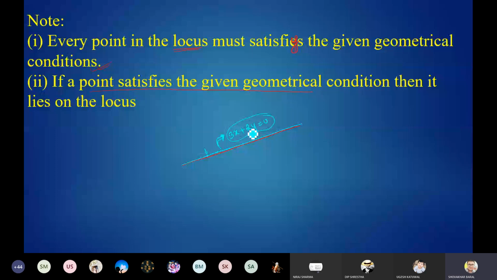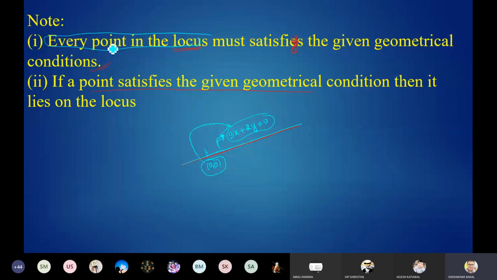So let me check one point, whether this point lies on this equation or not. Let us check whether 0, 0 lies on this line or not. There are infinite number of points. We don't know what the different coordinates are, whether they may be fractions, negative, positive, any coordinates. So if this point lies on the locus, that is, if it lies on the straight line, I'm saying that this point lies on the locus. What I am saying is that this point lies on this equation.